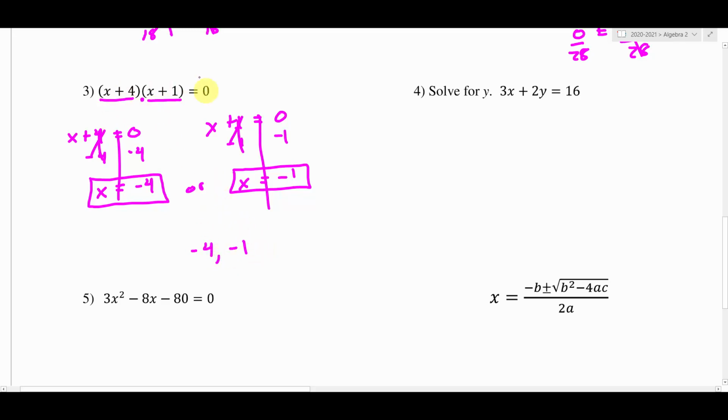Right? So when you see one set up like this, think zero product property, split them up, and set them each equal to 0 and solve. That's all there is to it. That's a really easy one. So that's like a gift there. All right. So let's go to number 4.